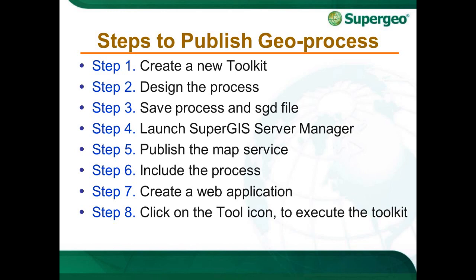In step 5, you can publish it and include all the processes. In step 6, you have to allow the service to use the geoprocessing, allow the geoprocessing to be the default function. And in step 7, you can create a web application, and then you can simply click on the tool icon to execute the toolkit.